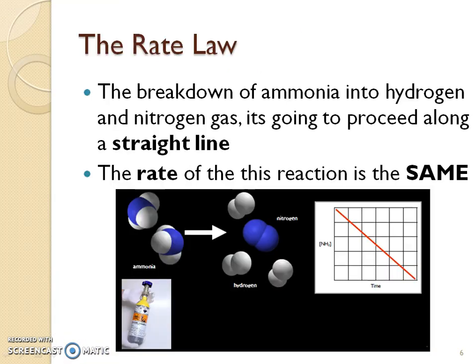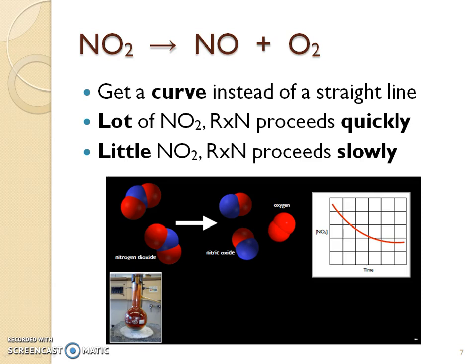Here are my notes. He talked about the decomposition reaction of ammonia into nitrogen and hydrogen. If we were to graph the concentration of ammonia turning into nitrogen and hydrogen, the rate would form a straight line, which means the reaction rate would be the same all the way through that process.